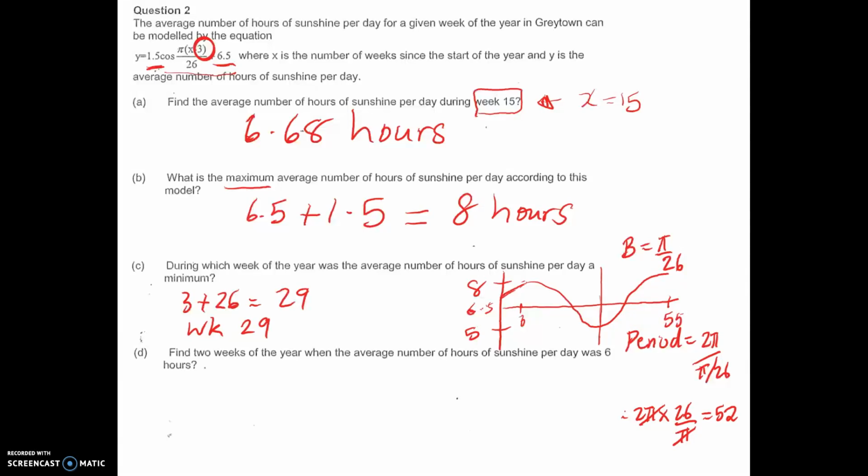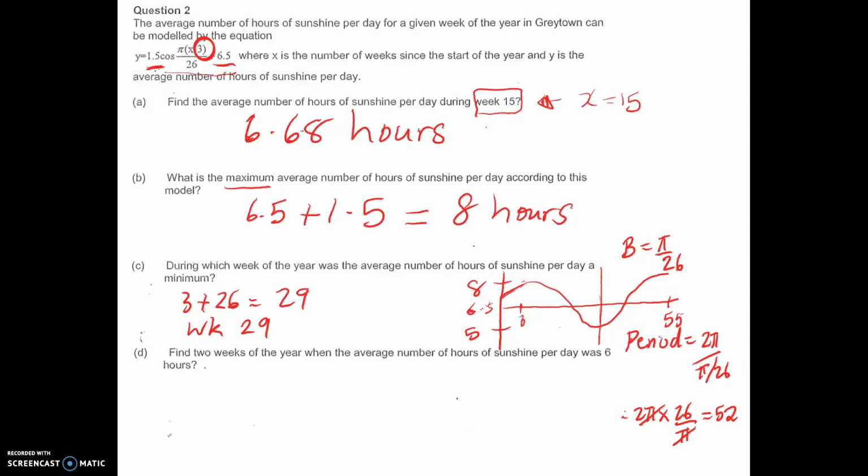Another way you could have solved this is by using an equation. You could solve the equation, you know, minimum is going to be 5, so 5 equal to the model, so substitute y for 5 and solve for that, and you can put that into your graphics calculator and work that one out.